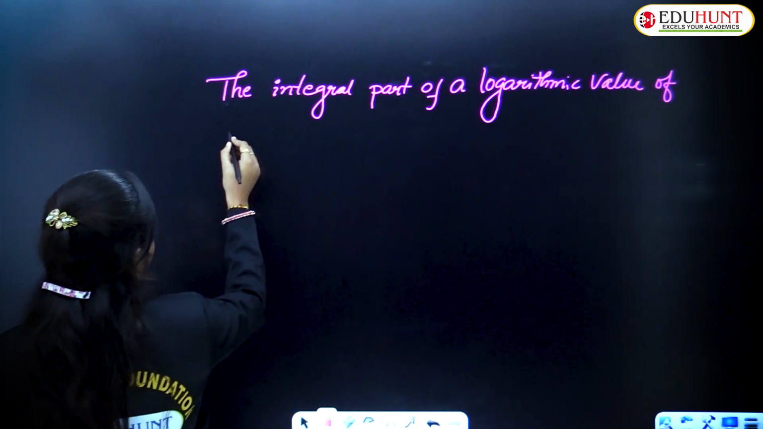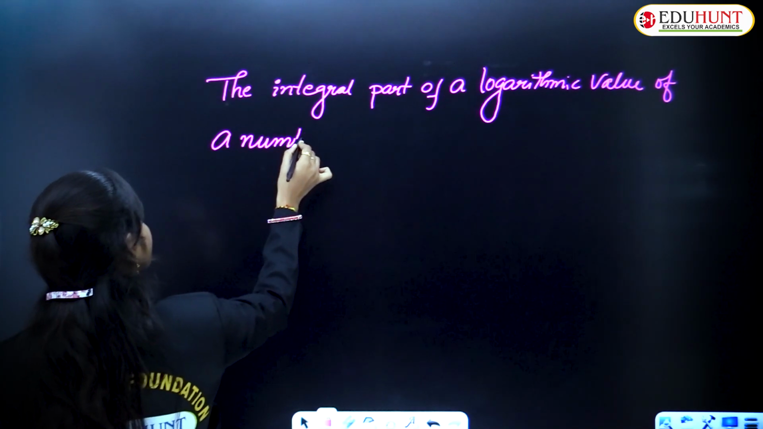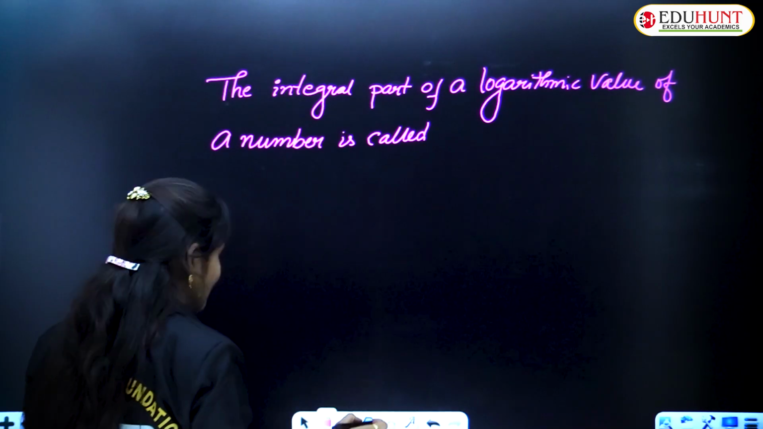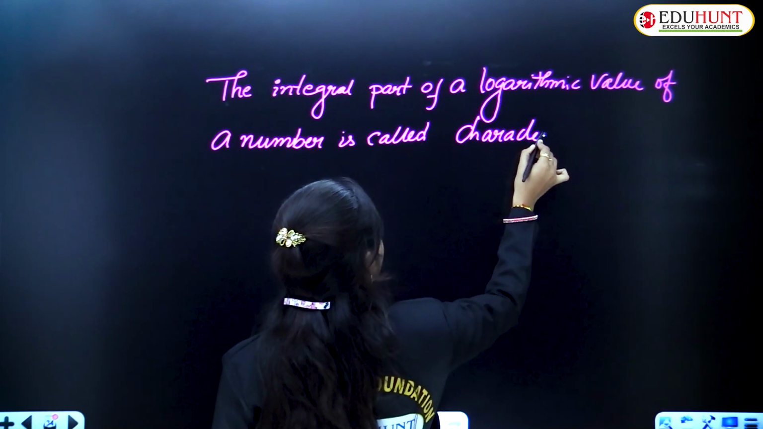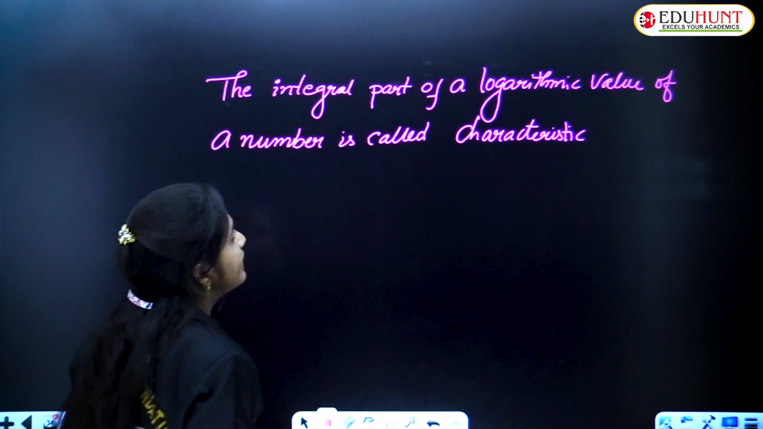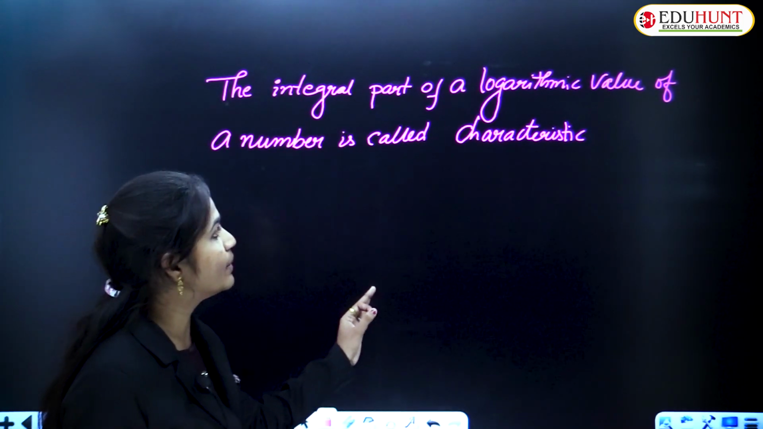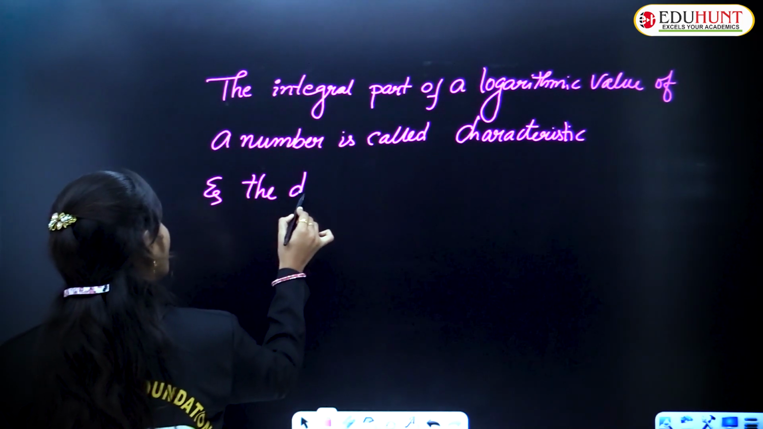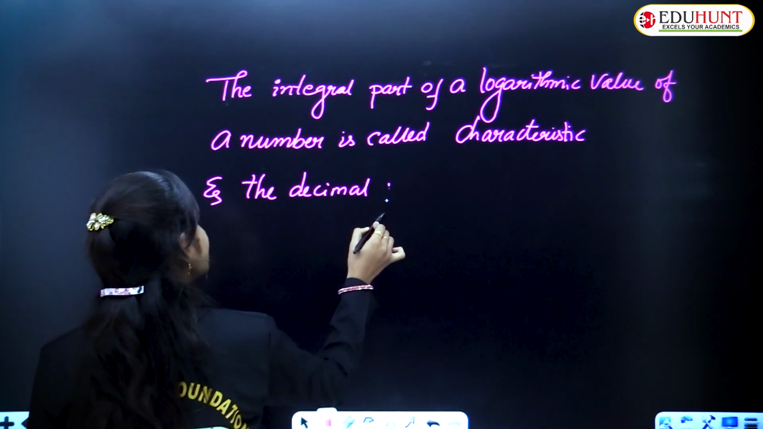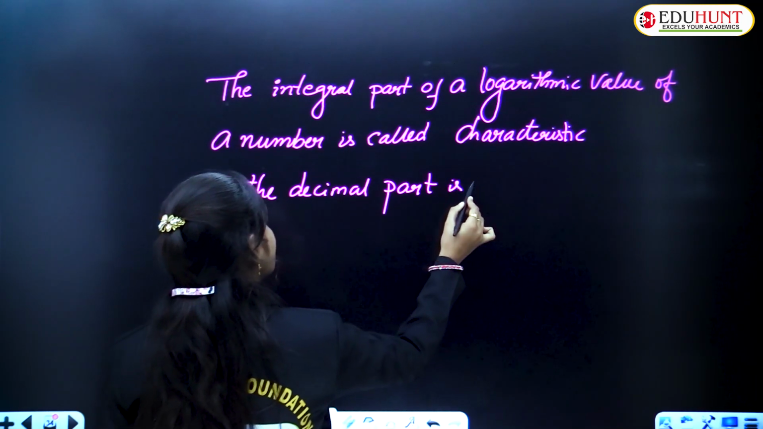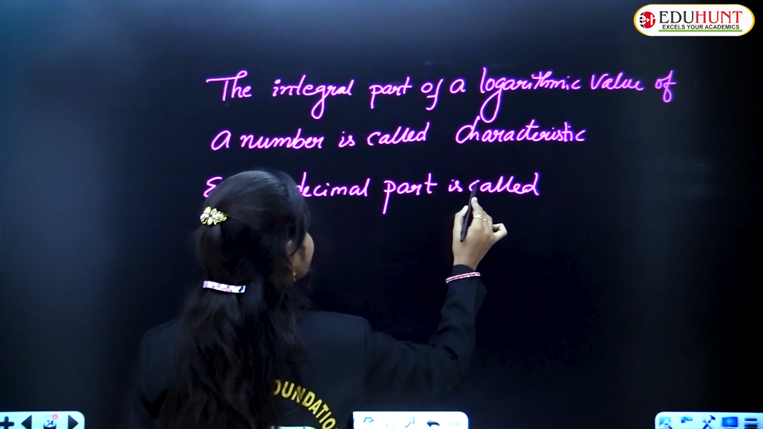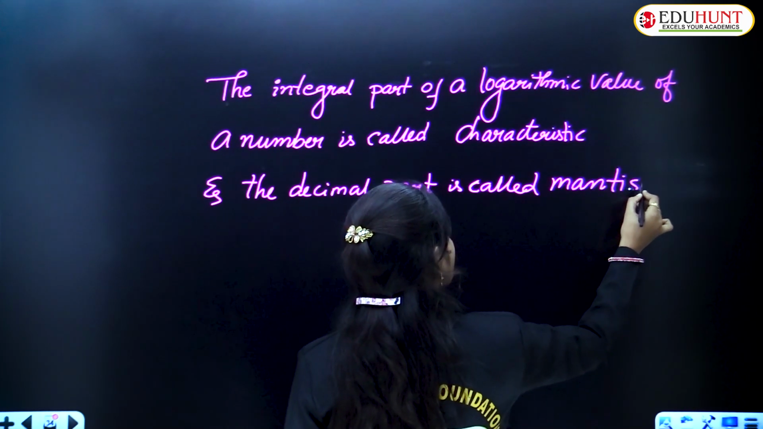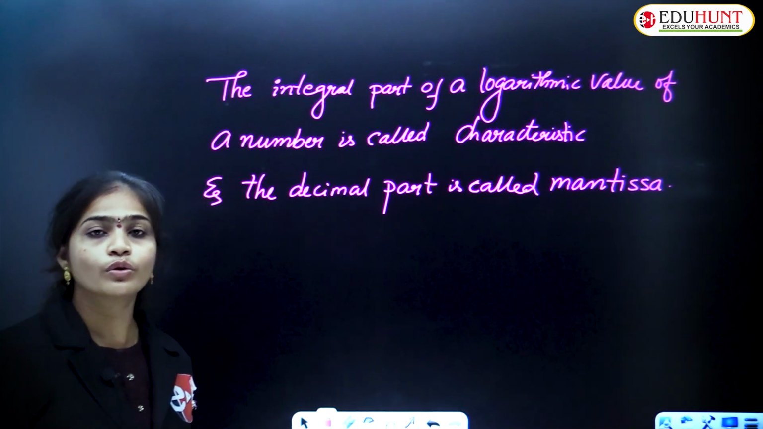The integral part of the logarithmic value of a number is called the characteristic, and the decimal part is called the mantissa. Okay, here they have given two new words.